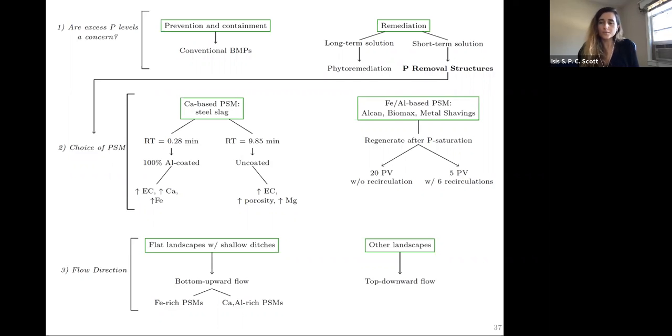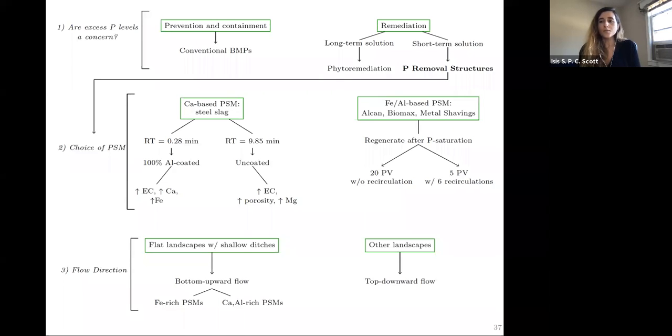And for making a preliminary assessment of how that will work, we would analyze EC, porosity, and magnesium concentrations. If iron and aluminum-based PSMs are deemed more appropriate, given their variability or type of reaction, then we saw in this research that we can regenerate the materials once they are saturated with phosphorus. For that, we can use two different types of regeneration: 20 pore volumes without recirculation, or 5 pore volumes with 6 recirculations.